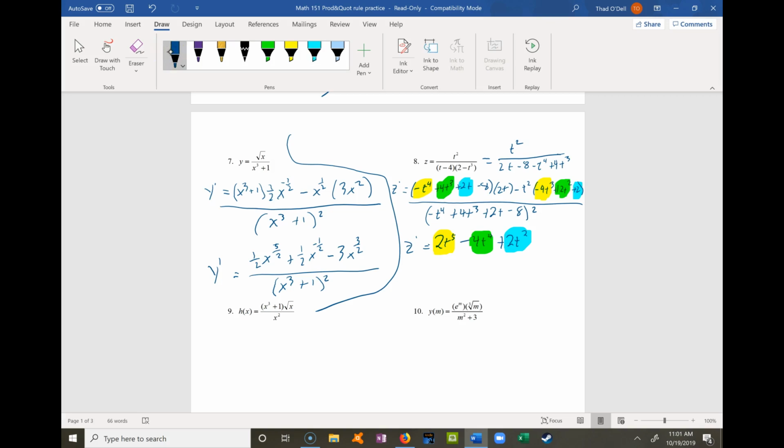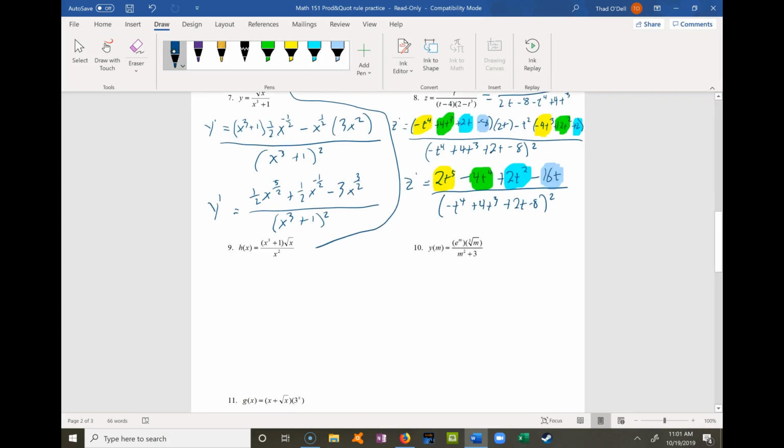And then finally, last but not least, we have negative 8 times 2t, which would just be negative 16t. All that is over negative t to the fourth plus 4t cubed plus 2t minus 8, squared. And just so that 16t doesn't get left out, I'll highlight him too. Okay, that was fun. It's always fun to include a little highlighting.